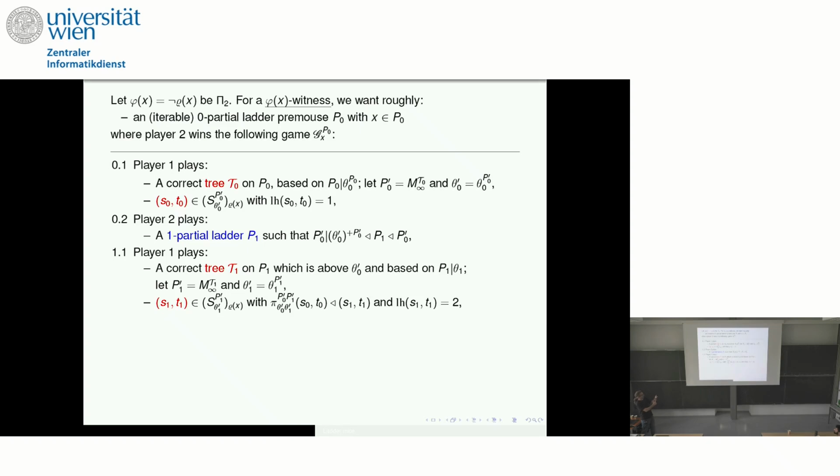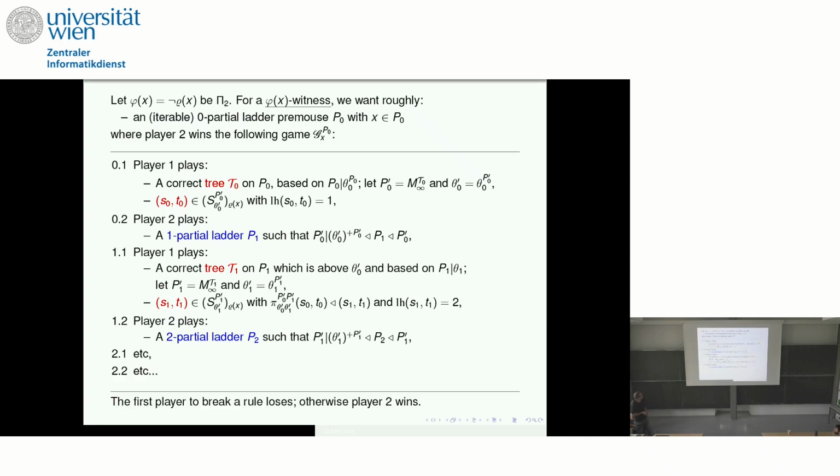So as you're going along, player 1 is trying to prove the sigma 2 thing is true by putting together a branch through the full tree in V. Player 2 is trying to prove the pi 2. Player 2 again then chooses a 2 partial ladder, which is a proper segment of P1 prime and extending the right level and so on. So you iterate up and at every step you have to drop down to a proper segment and so on. And then player 2 wins if it goes forever, otherwise you have to follow the rules.